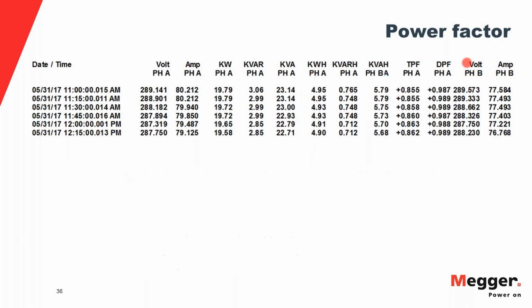A classic example of this is again a drive, variable frequency drive. Now this is the demand report from a variable frequency drive. If you look at the displacement power factor and true power factor, you'll see that there's a bit of a difference there. The displacement power factor is pretty close to unity. True power factor is lesser, it's around 0.86.